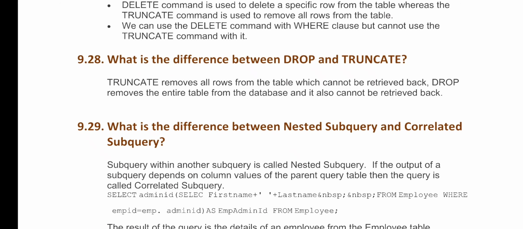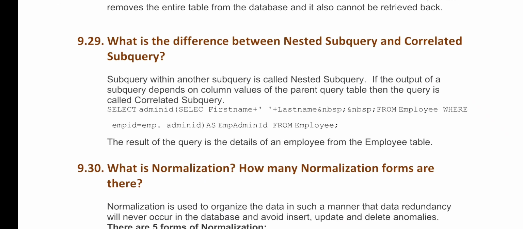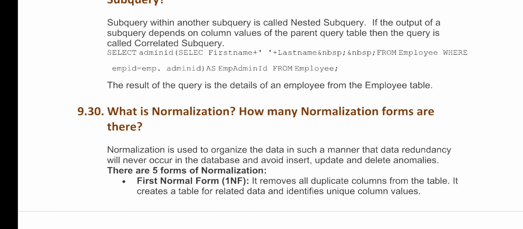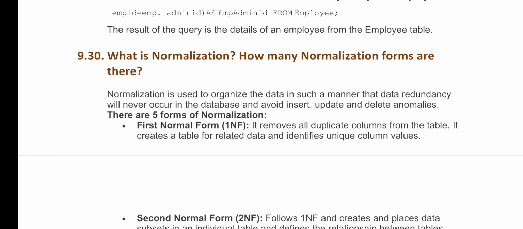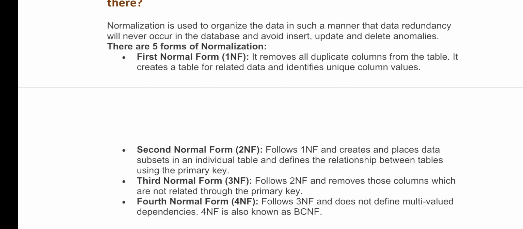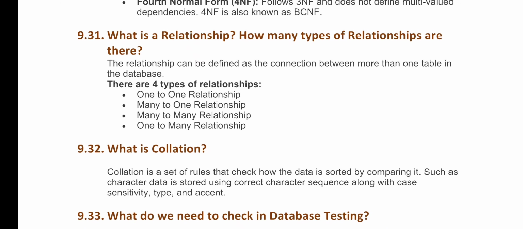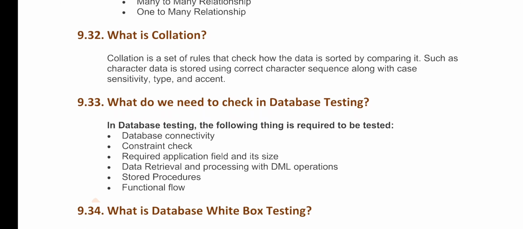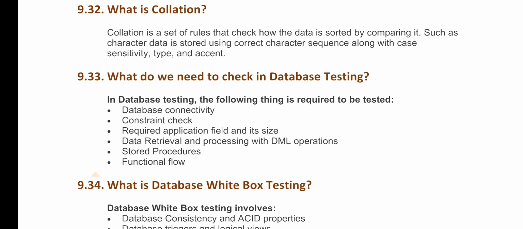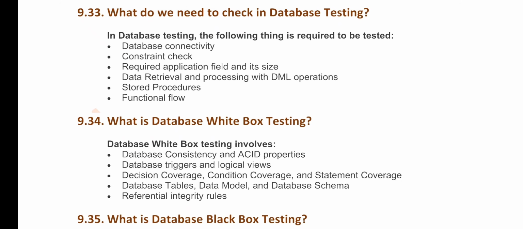Difference between drop and truncate? Difference between nested query, subquery, and correlated subquery? What is normalization? How many normalization forms are there? What is a relationship? How many types of relationships are there? What is collation? What do we need to check in database testing?